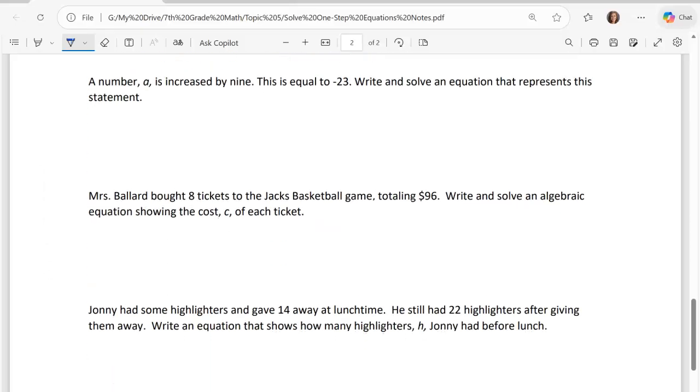A number a is increased by 9. This is equal to negative 23. Write and solve an equation that represents this statement. Okay, so again, always look for equal. What's it equal to? So a number a is increased by 9. This is equal, there it is, equal to negative 23. So we know negative 23 goes at the end of our problem. Then we're done with that. We'll go back and reread until it makes sense to us. So a number a, okay, I see a, increased by 9. Okay, so the number 9 increased.